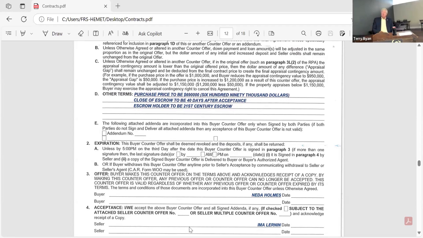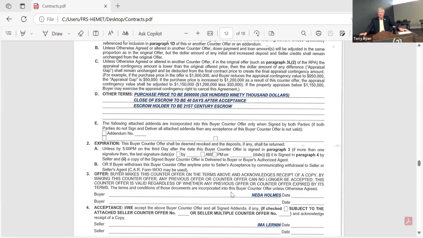Now, the deal is going to be a combination of the RPA and the counteroffers. That's what consummates the deal, right? It takes both of them to put that together. Both of those go into escrow, so that escrow knows to change the price that was on the RPA or to change the date for close of escrow.